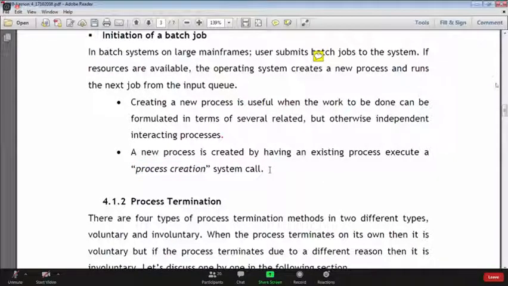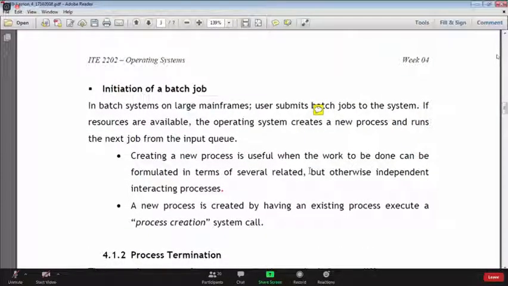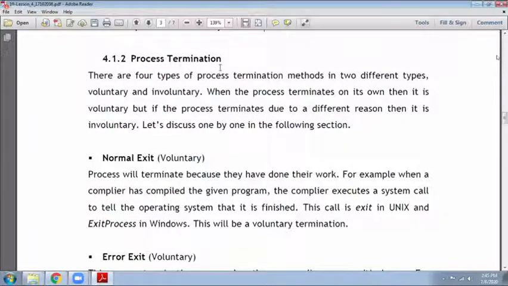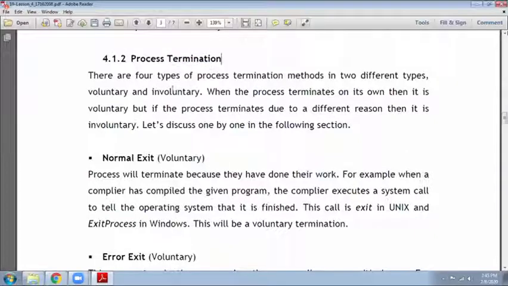Okay, so that's about process creation, how to start a process. So we have described 4 situations where you need to create a process. And the next is how to terminate, stop. Perhaps you have watched that Terminator film. So the termination, how to stop. There are 4 types of process termination methods, in 2 different categories called voluntary and involuntary. This is something you have to learn.